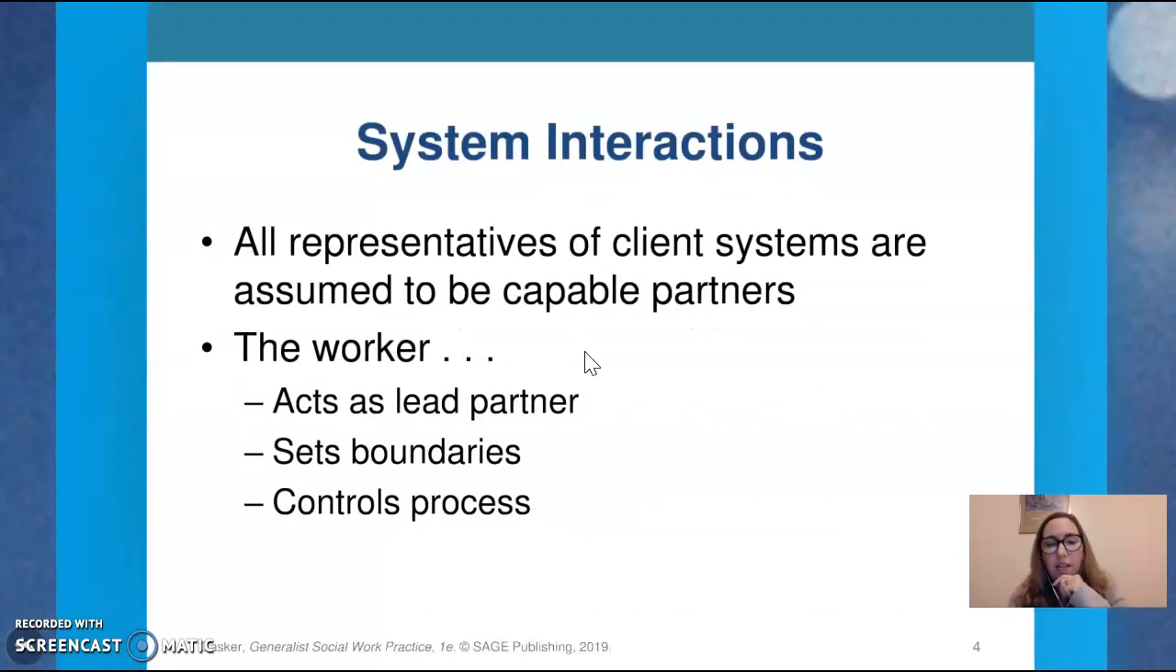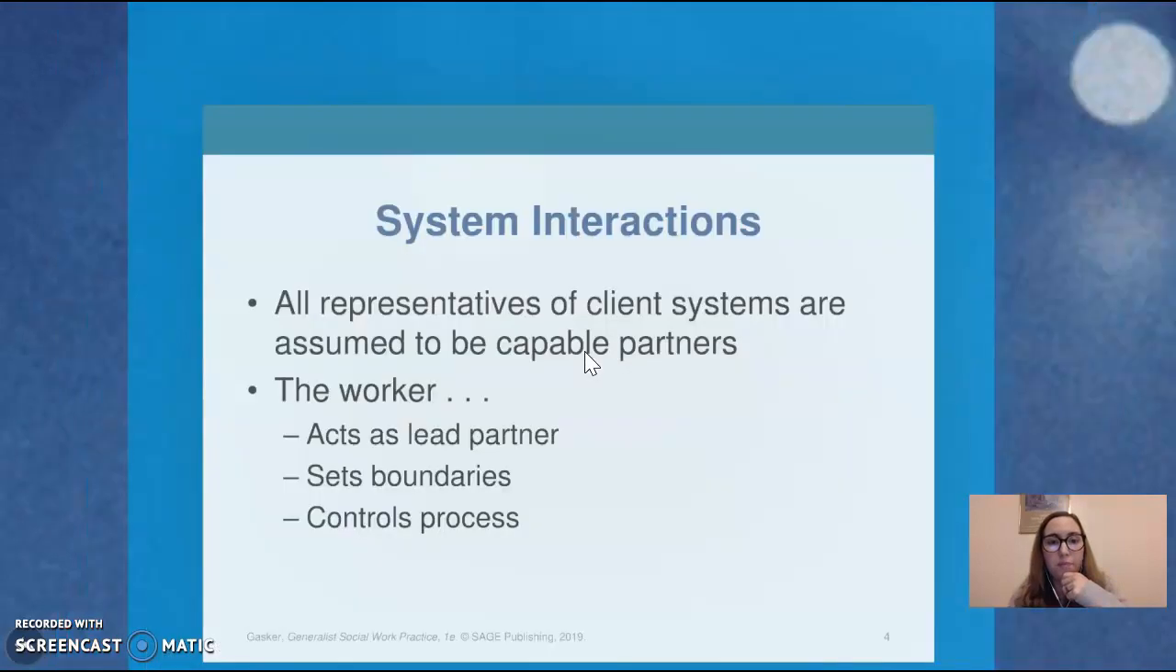Another thing we want to think about in engagement is not just engagement with the client directly, but other system representatives, right? Do we need to connect with representatives of the client's family or other systems that they're connected with? We can act as a lead partner and set boundaries for those relationships and control the process. But it's really critical as generalist practitioners and folks engaged in multi-system practice to consider how we can ensure that our work is getting the most bang for our buck. And very often that means that we need to involve other client systems or their representatives who are connected with our client in order to get them where they want to be.